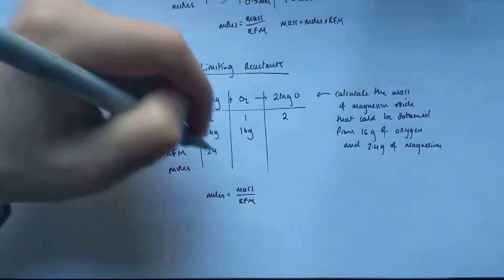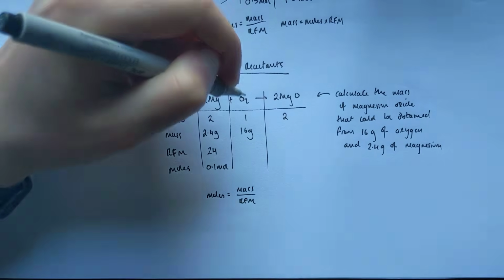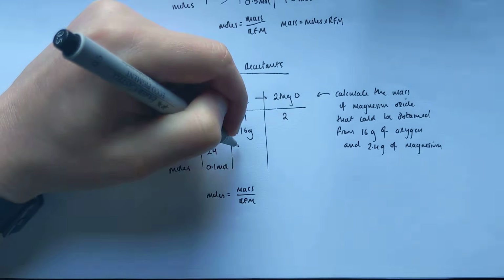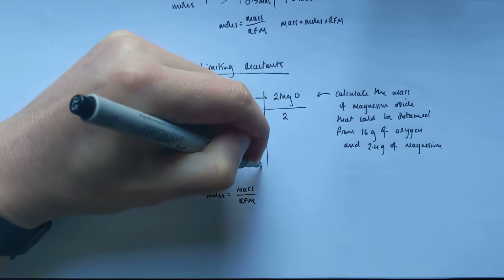So 2.4 divided by 24 is 0.1 moles. The RFM of oxygen we did before, that little 2 is part of the formula, so I include it. It's 16 plus 16, which is 32. 16 divided by 32 is 0.5 moles.